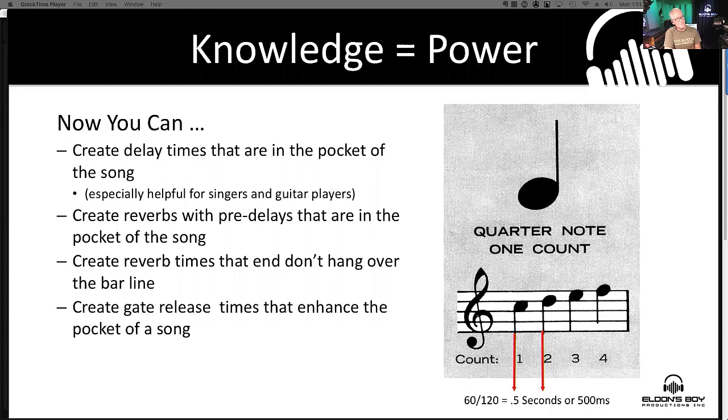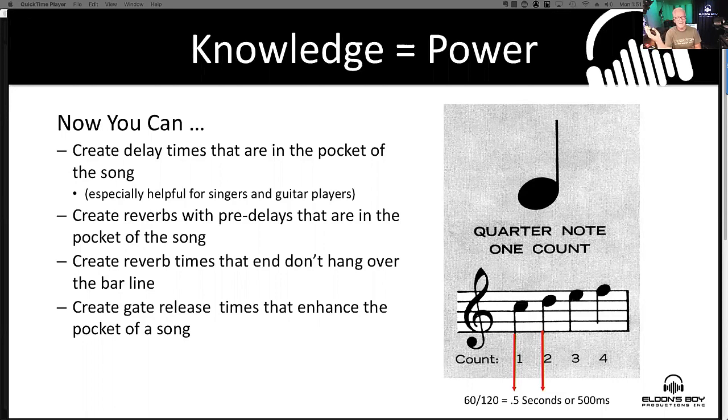Another one you can deal with when you know this kind of delay time is you can add gate release times now, right? If you're gating some noise or you're gating whatever you want it to do, and let's use the typical example where you might be gating some reverb or gating some pink noise or something like that on a snare drum, right? Well, you could make it where that reverb ends at the beginning of the 1 and 3. 2 open, end 3. 4 open, end 1, right?